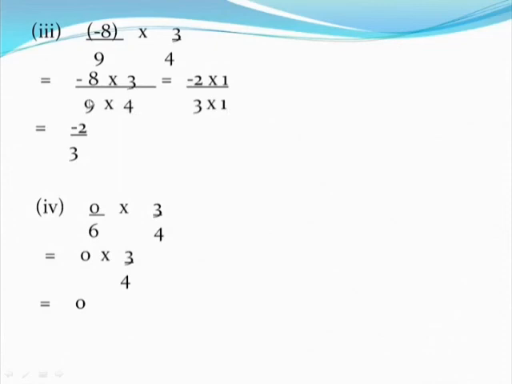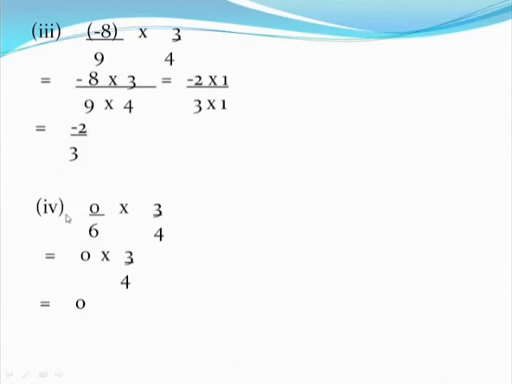Now look here at 3 and 9. Again 9 comes in the table of 3. So you will cancel: 3 ones are 3 and 3 threes are 9. So here 3 will come in place of 9 and 1 will come in place of 3. Now look at this fraction. Negative 2 into 1 is negative 2 and 3 multiplied by 1 is 3. So the last answer is negative 2 upon 3.